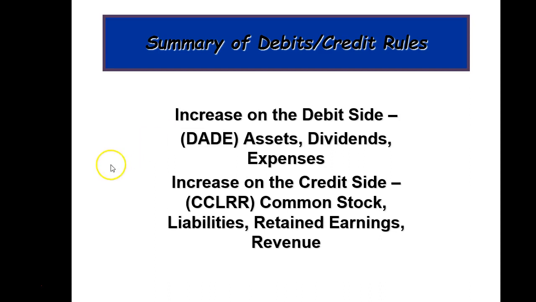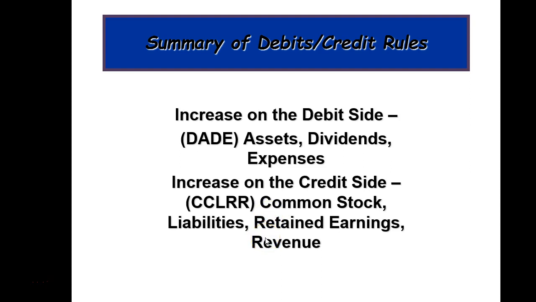Okay. So let's go back to DADE. DADE shows the types of accounts that will always increase on the debit side. The A stands for assets. The second D, dividends. The E, expenses. These types of accounts will always increase on the debit side. C-LEAR shows the types of accounts that will always increase on the credit side. The second C stands for common stock. The L, liabilities. We have two R's, retained earnings and revenue.